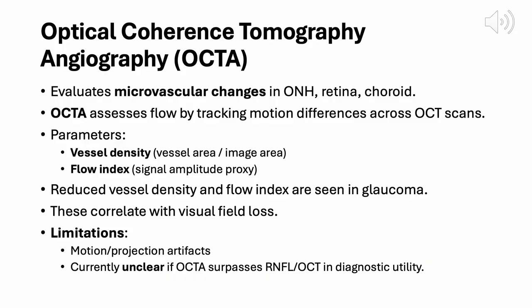As we wrap up our discussion on structural imaging in glaucoma, it's important to touch on a more recent advancement, optical coherence tomography angiography, or OCTA. Unlike traditional OCT, which provides detailed structural measurements, OCTA evaluates microvascular changes in the optic nerve head, retina, and choroid. It does this by analyzing motion contrast between repeated OCT scans to detect blood flow without needing dye. The key parameters here are vessel density, which reflects the proportion of image area occupied by blood vessels, and flow index, a proxy for signal strength in flowing blood.